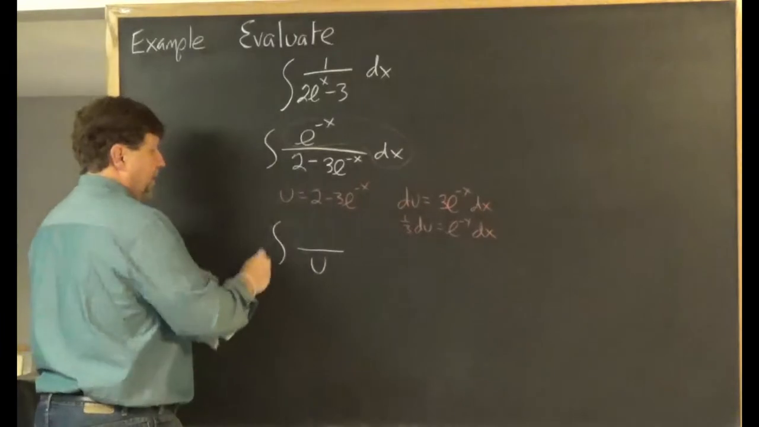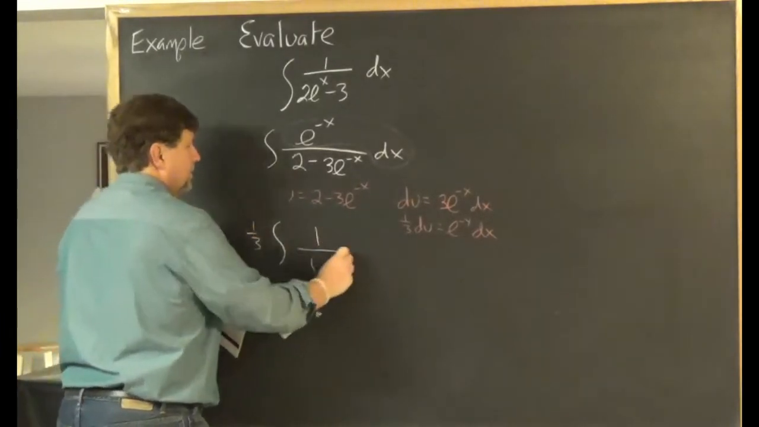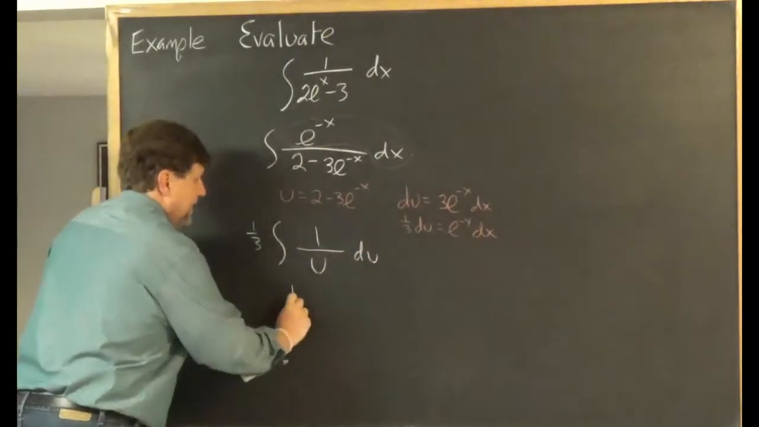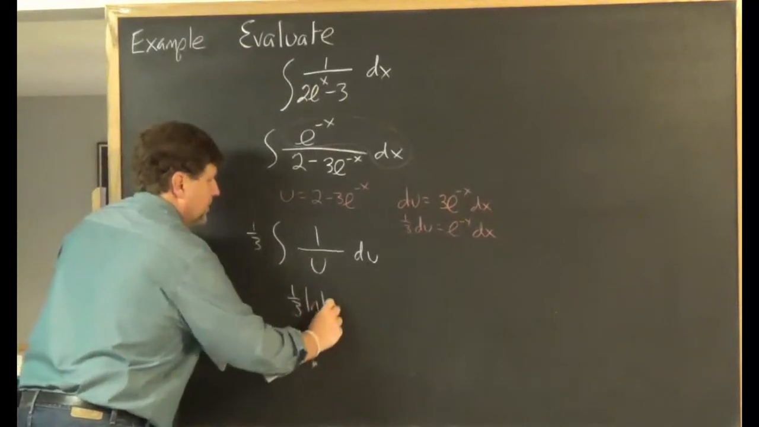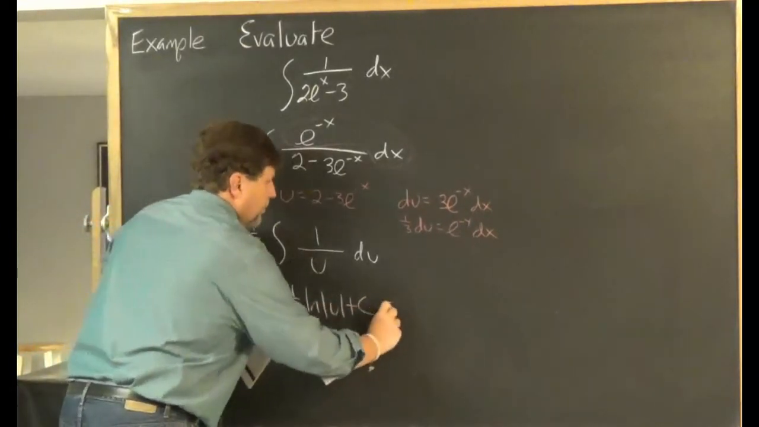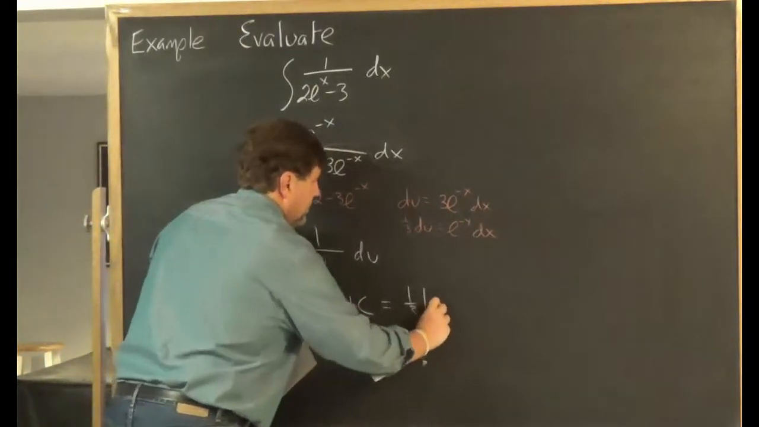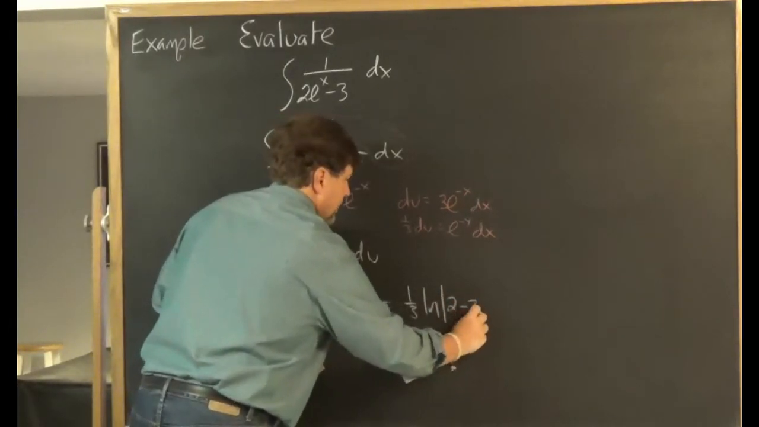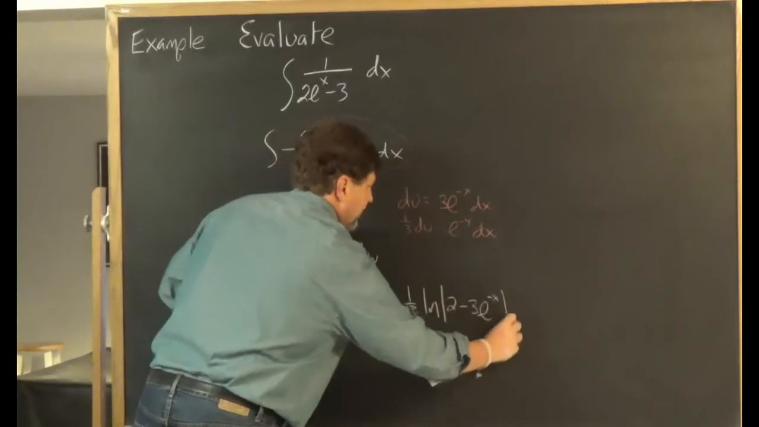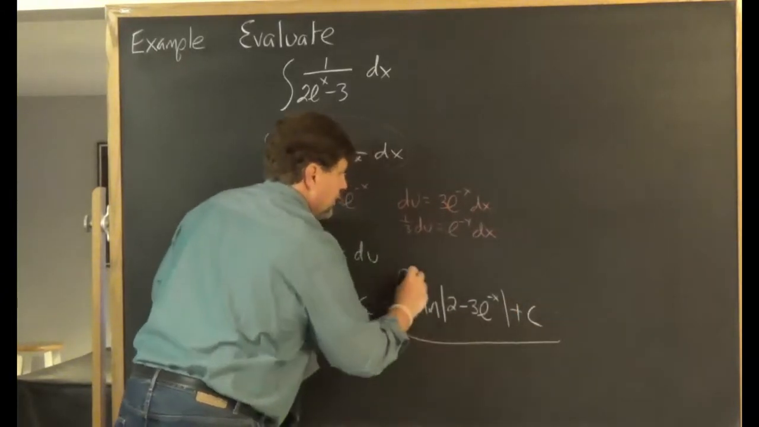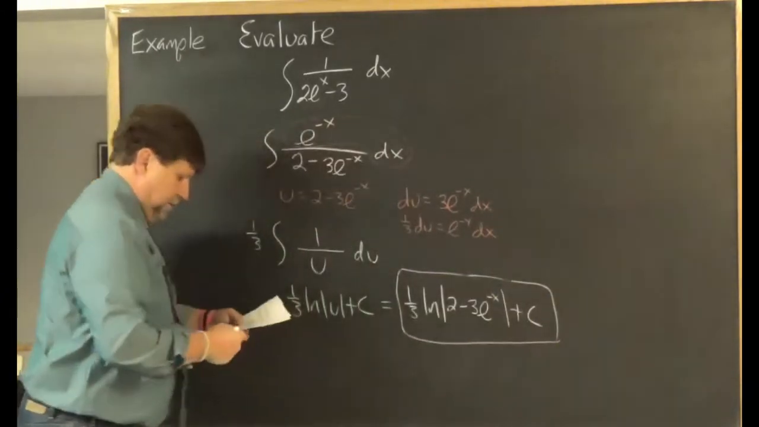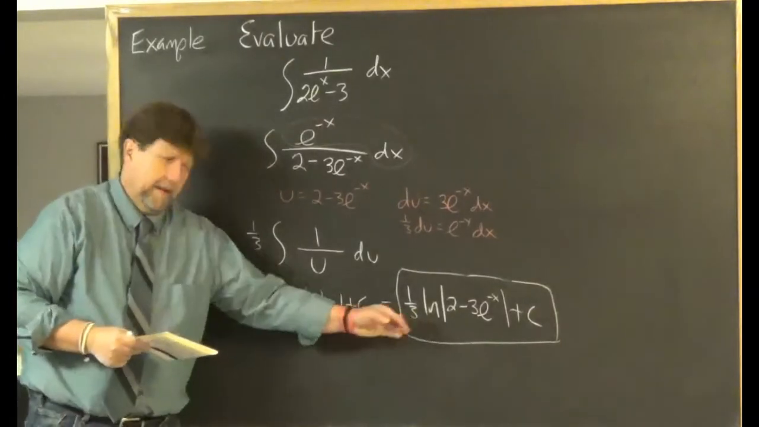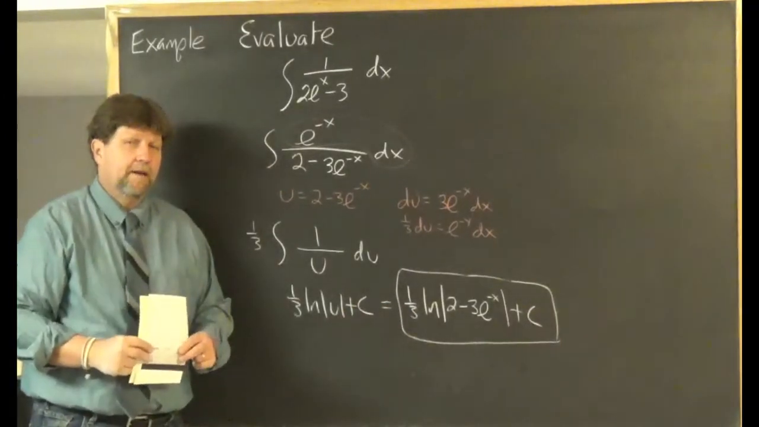I rip the 1/3 out front, get an antiderivative, resubstitute, 2 minus 3e to the negative x. Hopefully that's what you got.